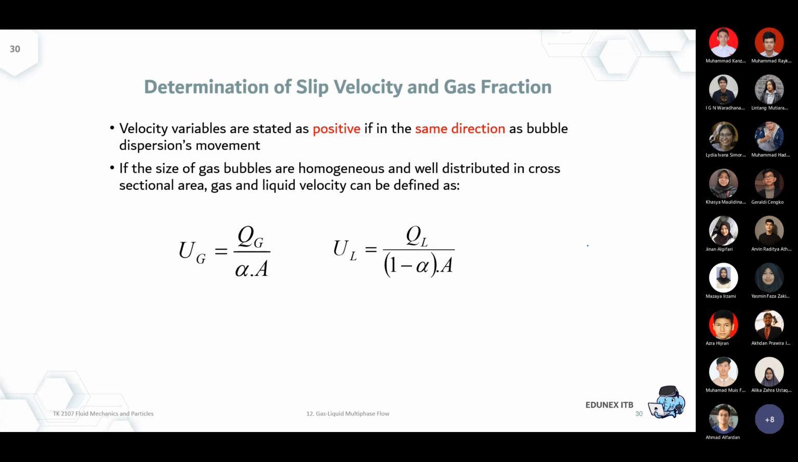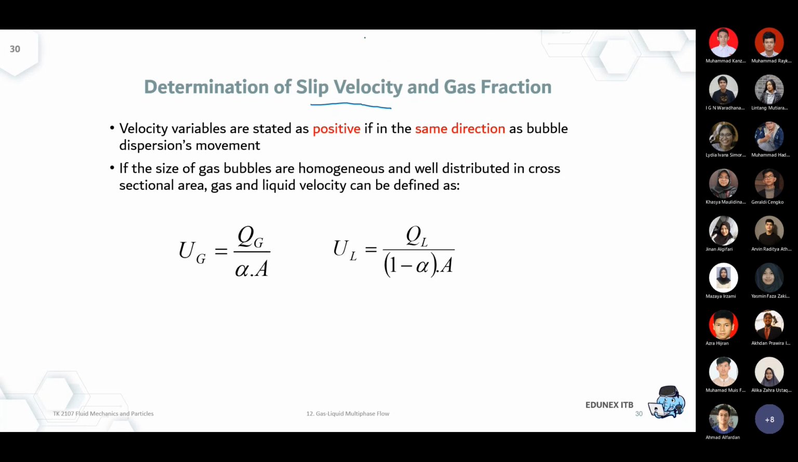Okay, so now I will introduce what is called a slip velocity. Again, this is just a variable that is used to calculate the pressure drop in the mixed phase flow. So you have to be careful with the directions of the bubble and the liquid.